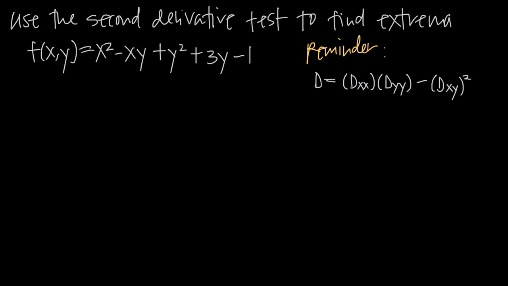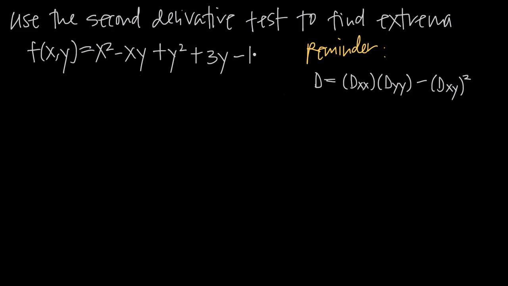In this video, we're talking about how to use the second derivative test to find extrema of multivariable functions. And in this particular problem, we've been given this multivariable function f of xy is equal to x squared minus xy plus y squared plus 3y minus 1. So we're always going to follow the same process when we want to find extrema of a multivariable function.